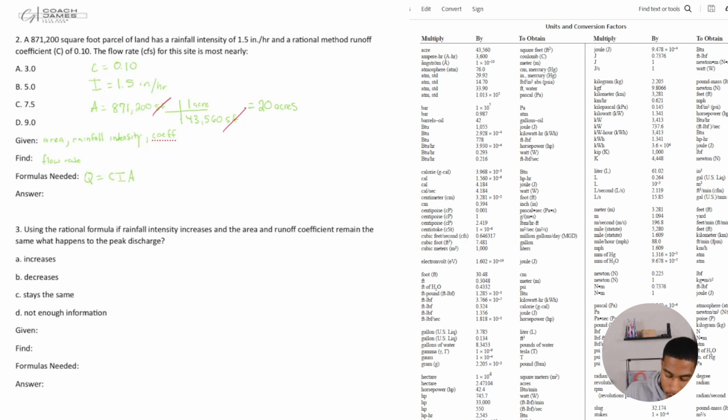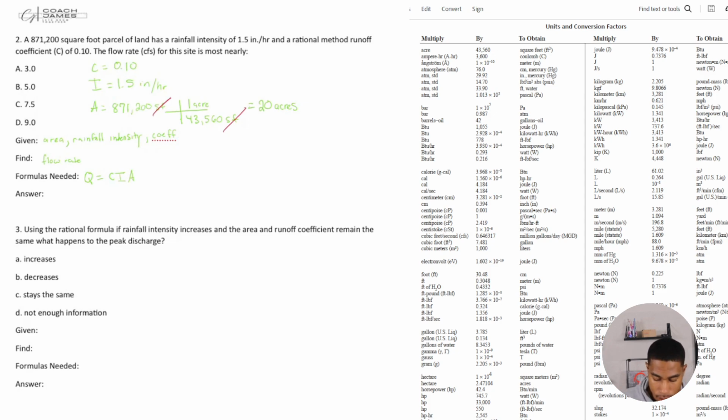All right. So now what is my Q? Q equals C times I times A. I know that it's going to give me my units in cubic feet per second if I use the right units for the other variables. So if I have everything in acres and inches per hour and my coefficient, my Q will come out in cubic feet per second. And that's what we need our flow rate to be in.